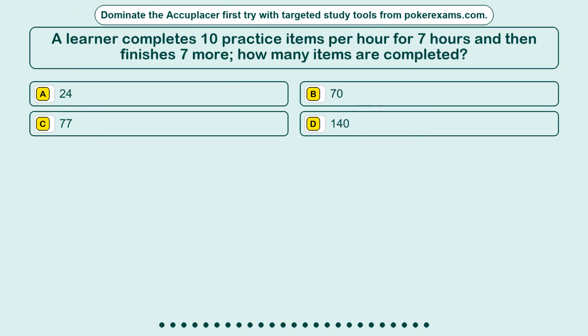Question 8. A learner completes 10 practice items per hour for 7 hours and then finishes 7 more. How many items are completed? Option A, 24. Option B, 70. Option C, 77. Option D, 140.